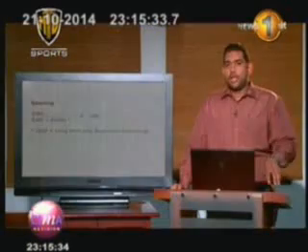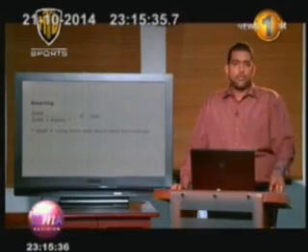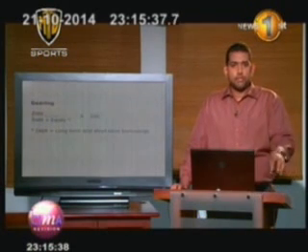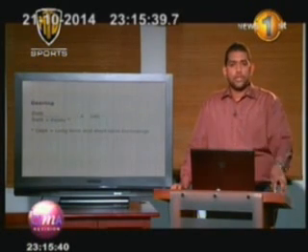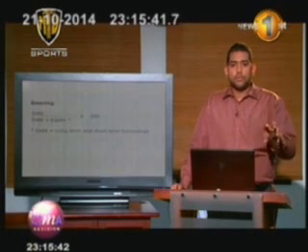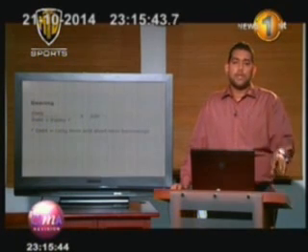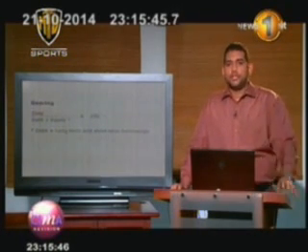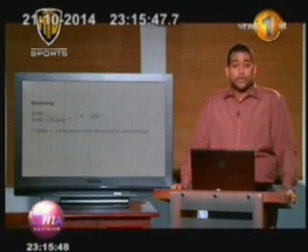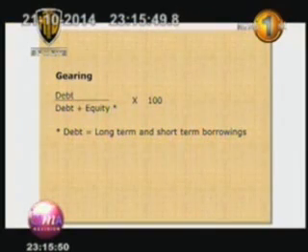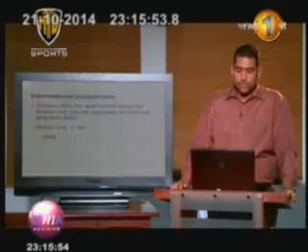Remember, when you do the calculations, always indicate the method of calculation, whether you do debt plus equity or whether you just do debt upon equity, because the examiner or the person who's evaluating your answer script must know what method that you have adopted. So debt upon debt plus equity, debt is long-term and short-term borrowings. Both will have to be there in your calculation.